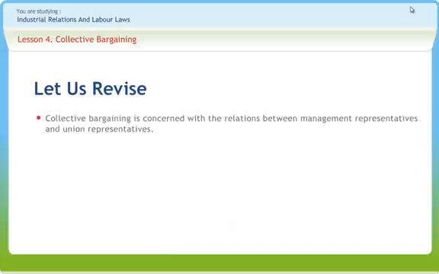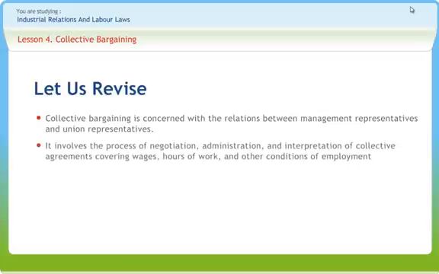Now let's revise the whole concept. Collective bargaining is concerned with the relations between management representatives and union representatives. It involves the process of negotiation, administration, and interpretation of collective agreements covering wages, hours of work, and other conditions of employment.